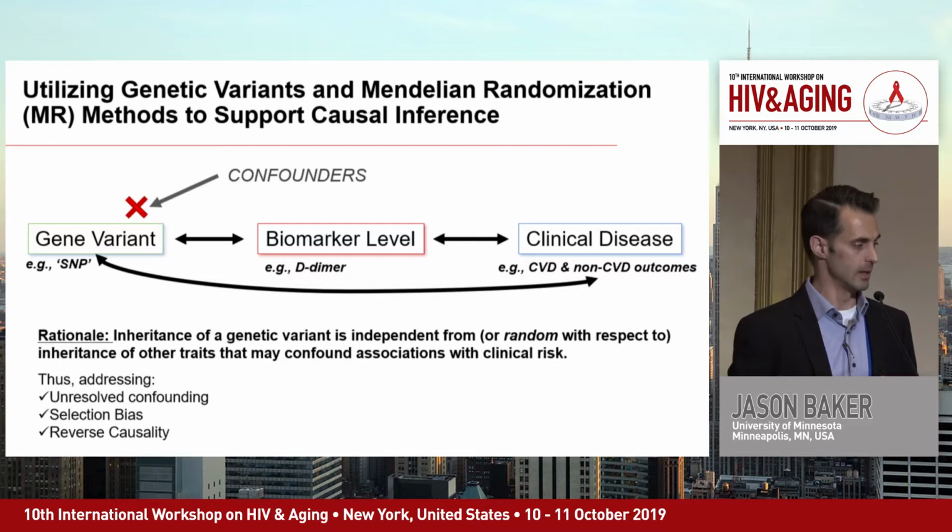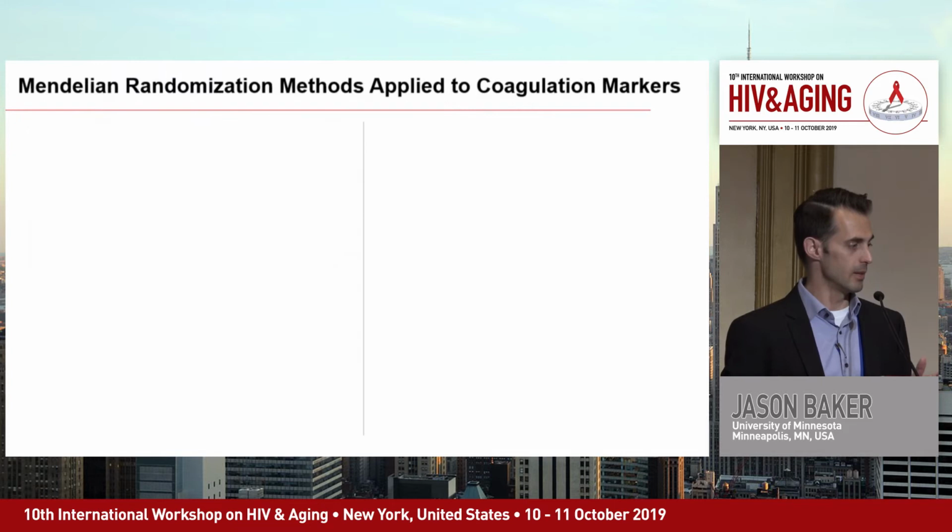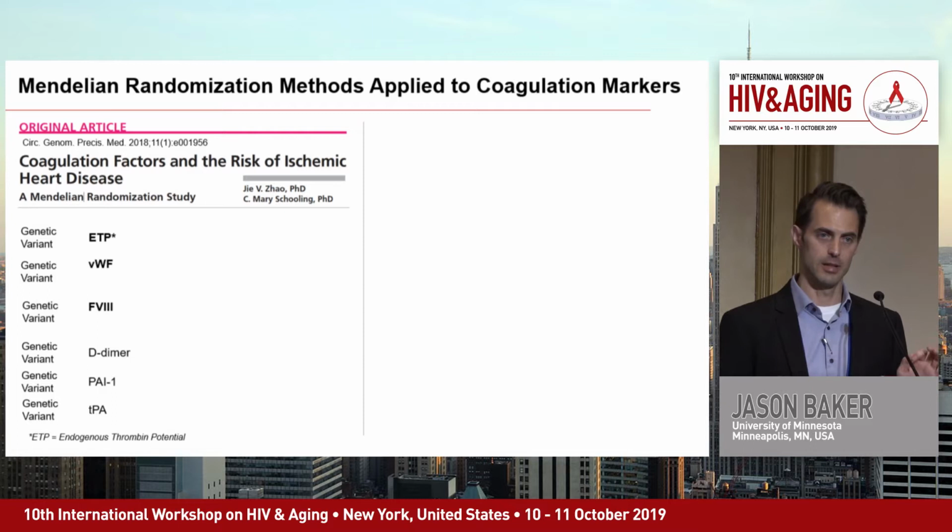So these methods have been applied more so in the general population. I think there are some HIV cohorts that are well primed to start to do this, but you do really need a lot of power and you need the genomics and proteomic data. But it's been studied in the general population looking at ischemic heart disease, where we think intuitively it makes sense with thrombotic risk and endpoints.